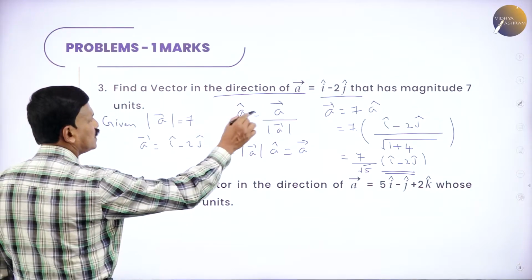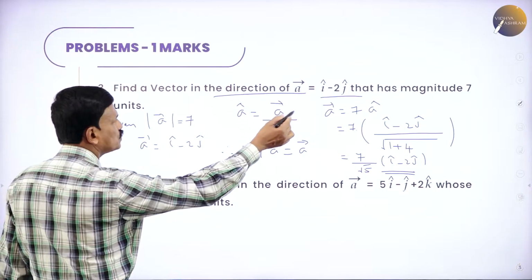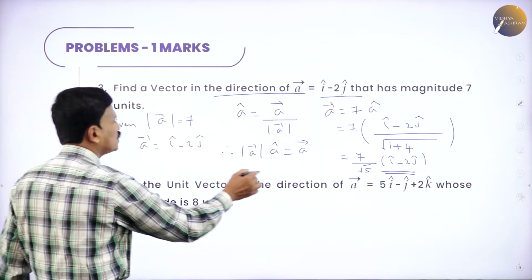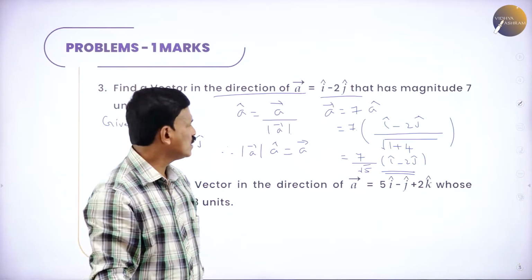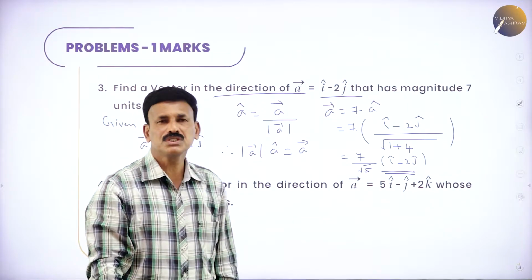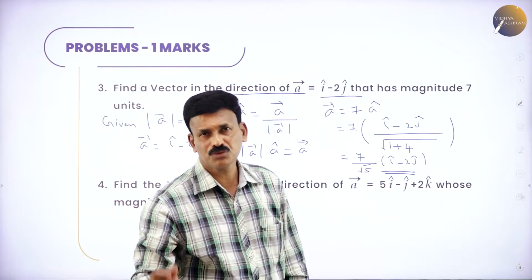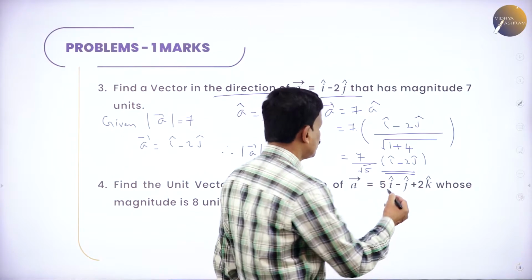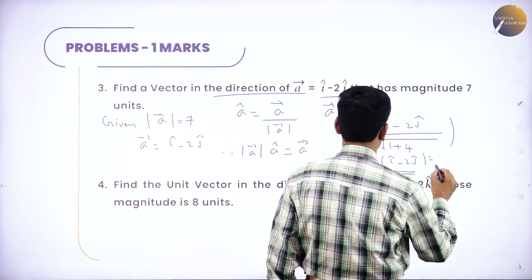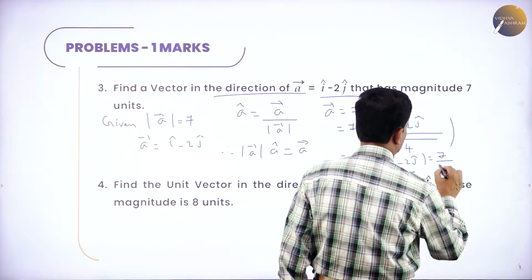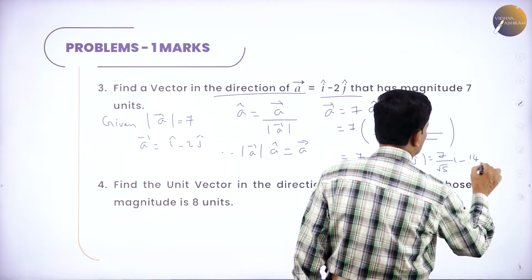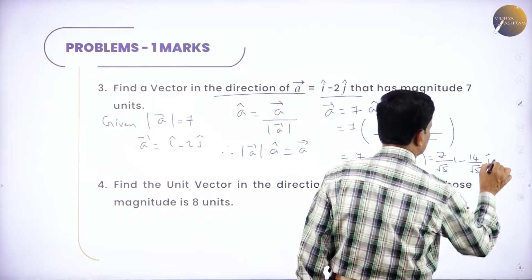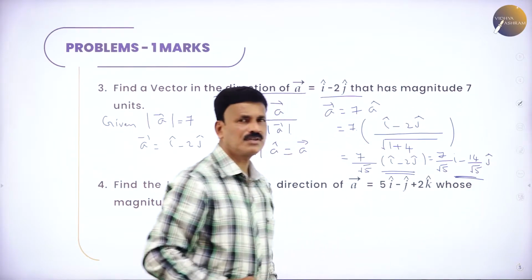So the vector in the direction of A equals i minus 2j that has a magnitude of 7 units is this required vector: 7 by root 5 into i minus 2j. Hope you followed. If you want, you can also write this as 7 by root 5 i minus 14 by root 5 into j. This is also the required answer.